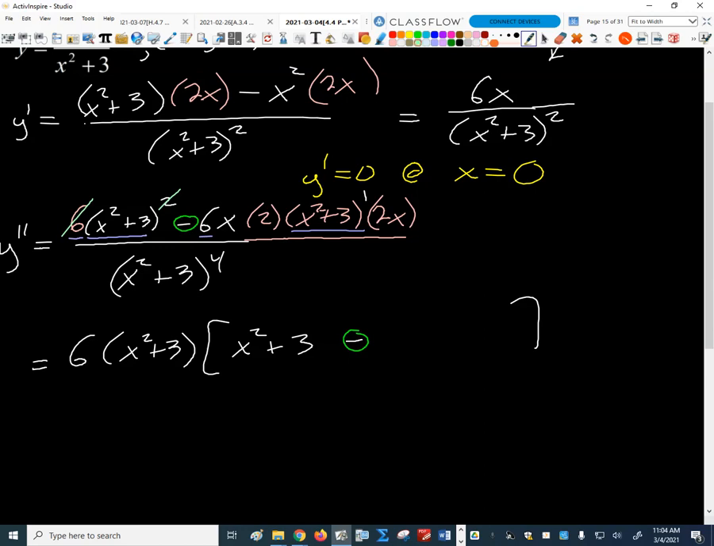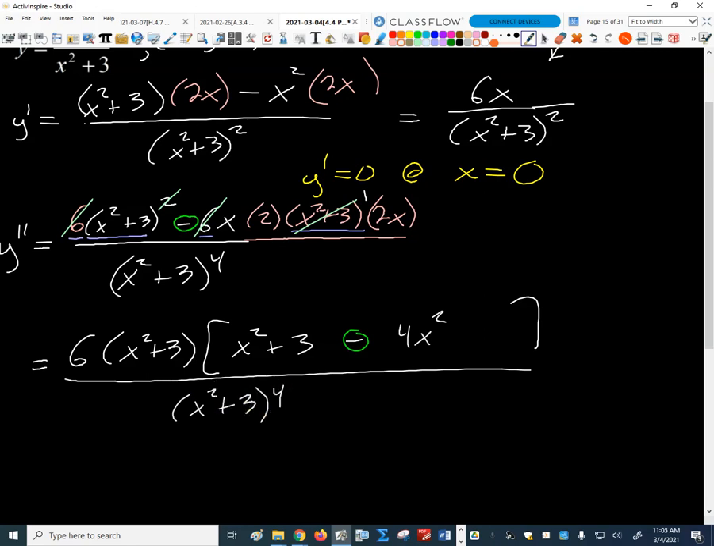Second one, I'm factoring out that 6 and I'm factoring out that entire base, that factor, and I'm left with x times 2 times 2x. So I'm subtracting 4x squared. And then on the bottom, I've got an x squared plus 3 to the 4th. Well, one thing we can see is, look, we've got a common factor on the top and the bottom that I can also cancel. I can cancel that guy and make that into a 3, right?